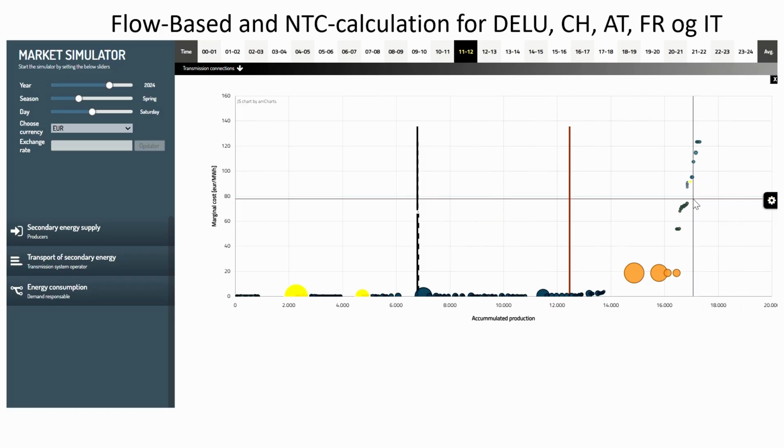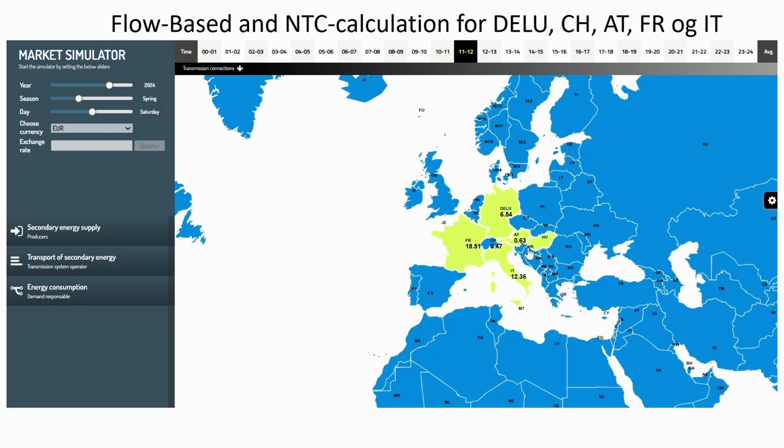So this means that when we're doing a flow-based calculation, we cannot export the same amount of power out of Switzerland as we do in the normal trading capacity calculation. So you can get very different results when you do a flow-based calculation compared with a normal trading capacity calculation.